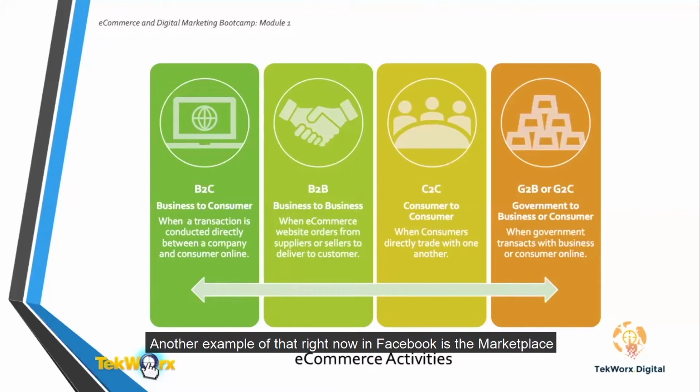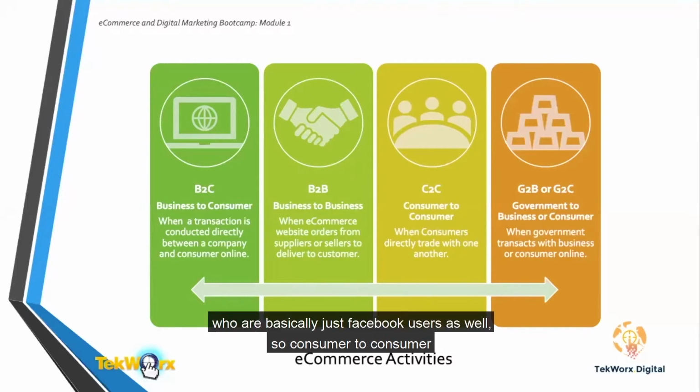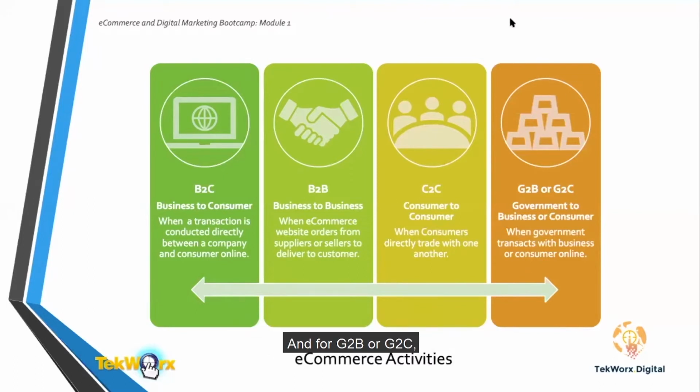Okay. Another example of that right now sa Facebook is the marketplace. Normally, most of the sellers there are individual consumers as well. They just basically sell personal stuff, and they have buyers who are basically just Facebook users as well. So consumer to consumer. And for G2B or G2C, government to business or government to consumer.